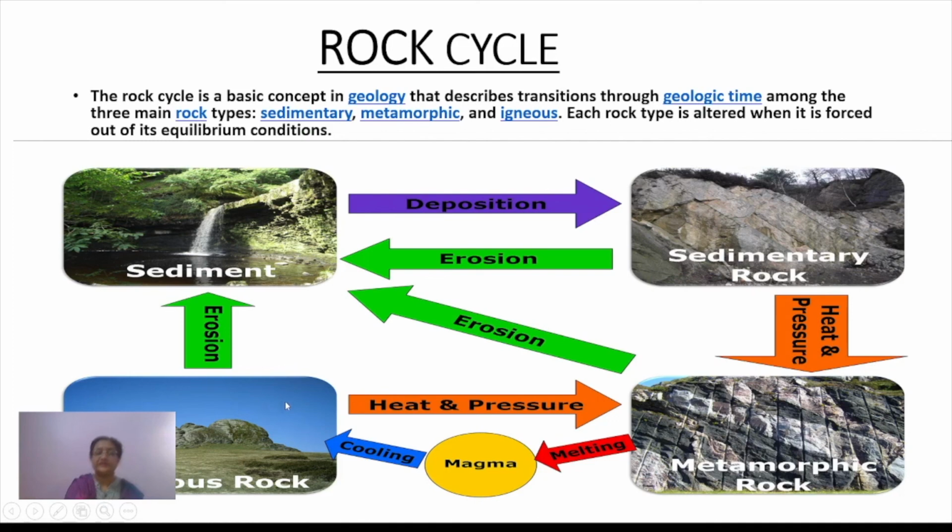Igneous rock also changes into metamorphic rock under heat and pressure. In the same way, metamorphic rock also goes through erosion, and sedimentary rock also goes through erosion, so that results in sediments being formed. Again these sediments result into sedimentary rock. So somehow these are all interrelated. This is what is called the rock cycle. I hope this topic is now very clear to you.